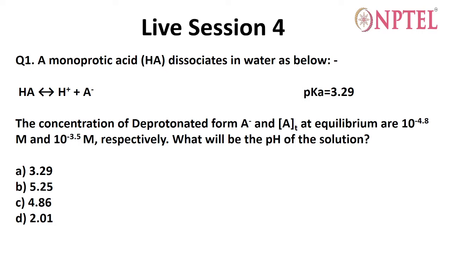Now the concentration of the deprotonated form, the A minus ion, and A_T, that is the total concentration of A at equilibrium, are 10 to the power minus 0.48 molar and 10 to the power minus 3.5 molar respectively. So now we have to calculate what will be the pH of the solution. So here are four options. I hope everyone will try to solve this as quickly as possible and write their answer in the chat section.